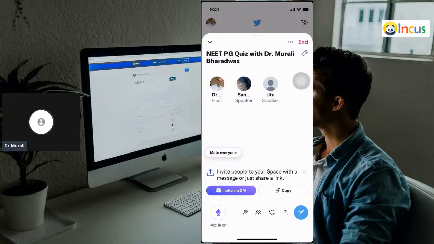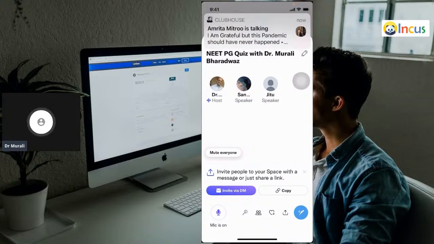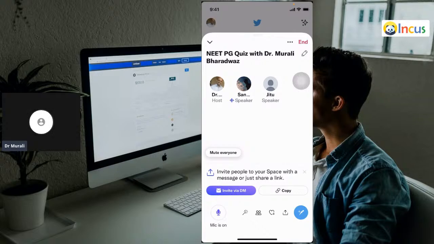Yes. Good. Now, quickly tell me what is the triad of features of Felty syndrome? Neutropenia, splenomegaly, and rheumatoid arthritis. Very good.